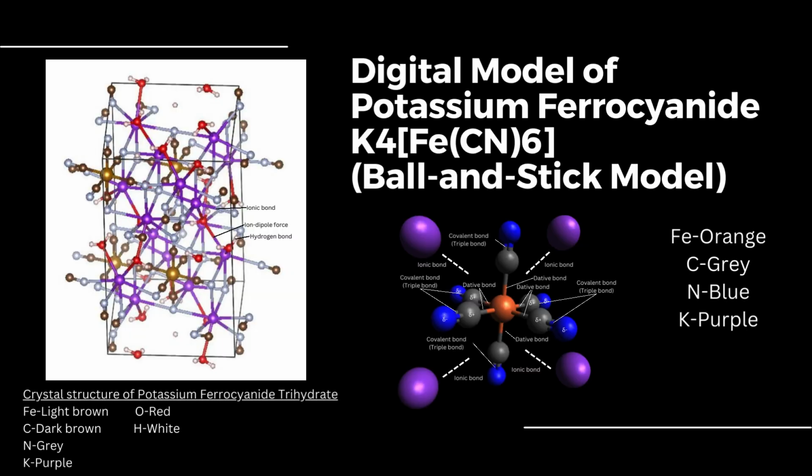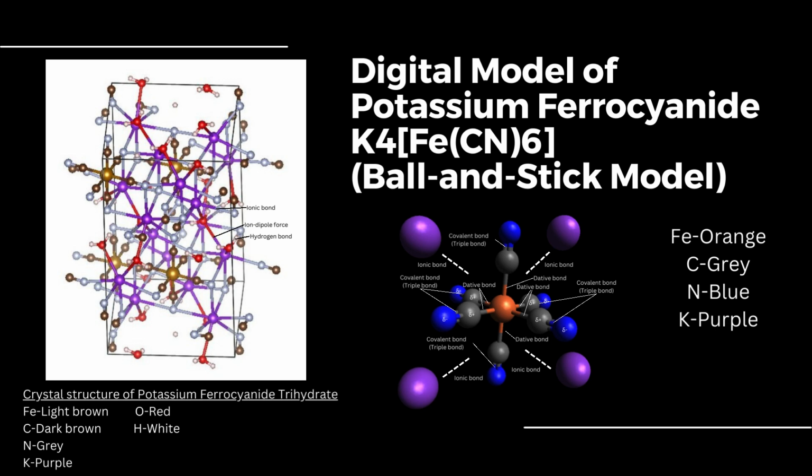So this is the digital model of potassium ferrocyanide, the ball and stick model. As you can see, the iron atom in the middle is linked with the carbon atom by a dative bond, whereas the carbon atom is linked with the nitrogen atom by a covalent bond, which is a triple bond. And the potassium ion can form an ionic bond with the anionic ferrocyanide ion.